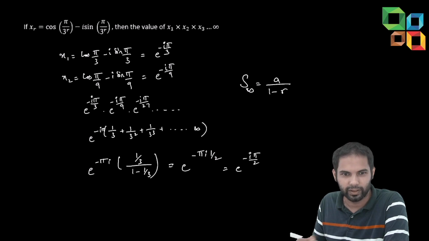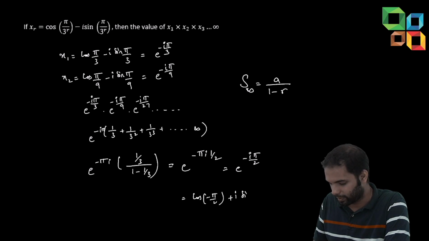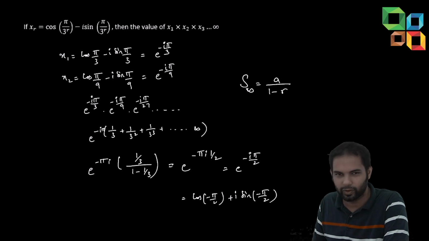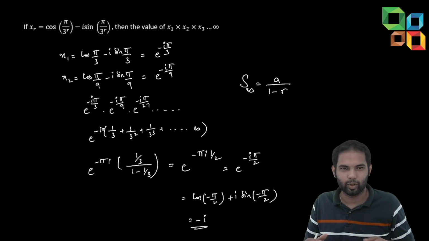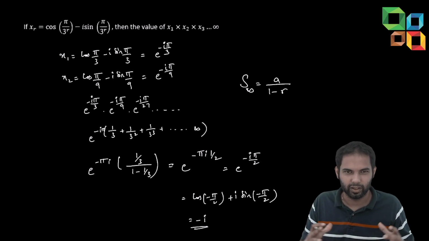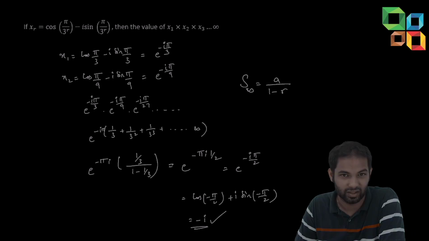We need not stop here. We can go back to our cos term: cos of minus π by 2 plus i sine of minus π by 2. Cos π by 2 we know is 0. So this is nothing but minus i. Look at the term. The problem looks very complicated. We are multiplying a lot of terms, but the final answer we got is minus i.